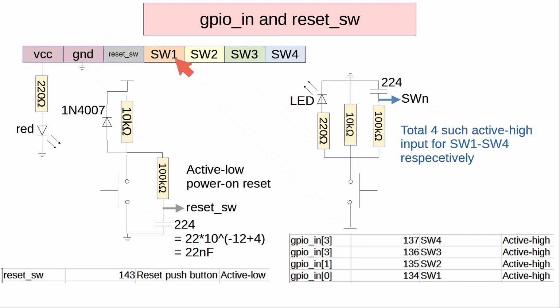And for switch 1 to switch 4, we are having the active high input. And when we push this push button, then this switch will be high. So that's why it's called active high. And also I've added an LED so that when we push the push button, the LED will light up.